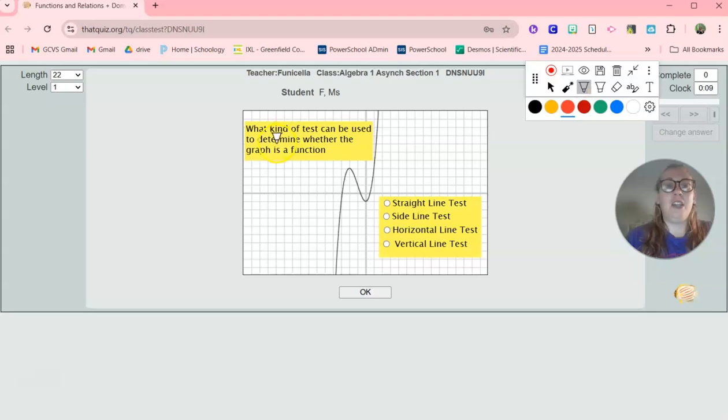This first question says, what kind of test can be used to determine whether the graph is a function? So if we want to know that this is a function, we can do our lovely vertical line test. What that means is we can draw a vertical line through the graph. And as long as it only hits the graph in one point, then we're good and we know that it is a function. So that is our vertical line test. Go ahead and hit OK.